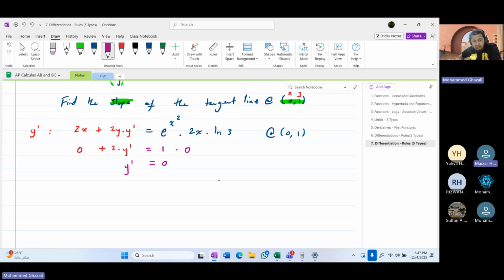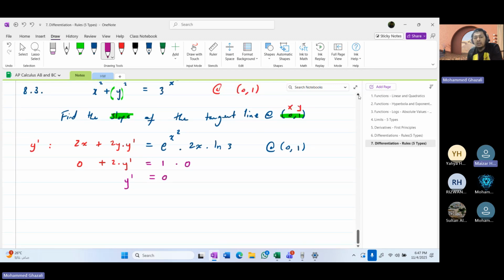Mister, explain to me again how you derived the second part. Which part? Y squared? The e to the x squared times 2x, so ln 3.